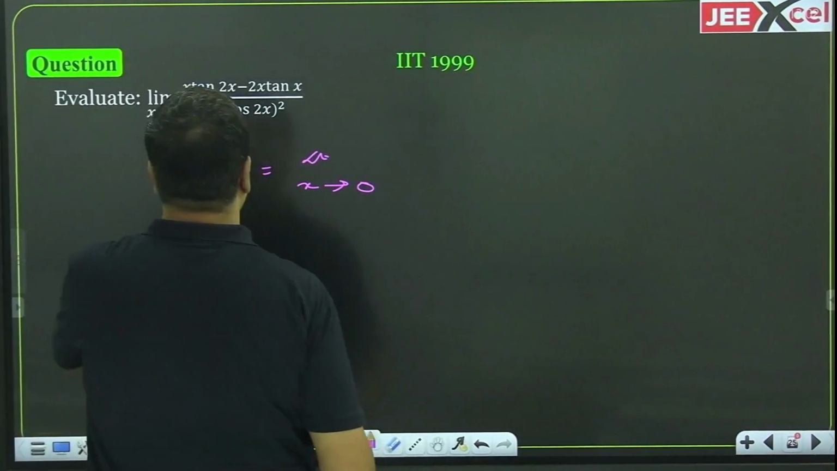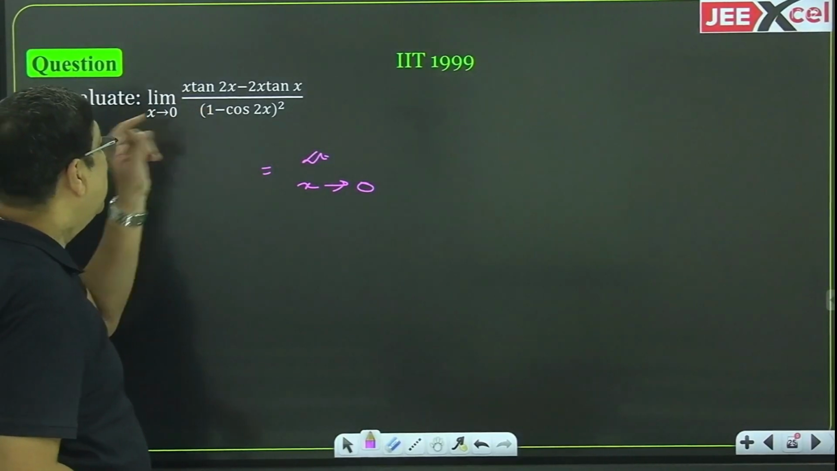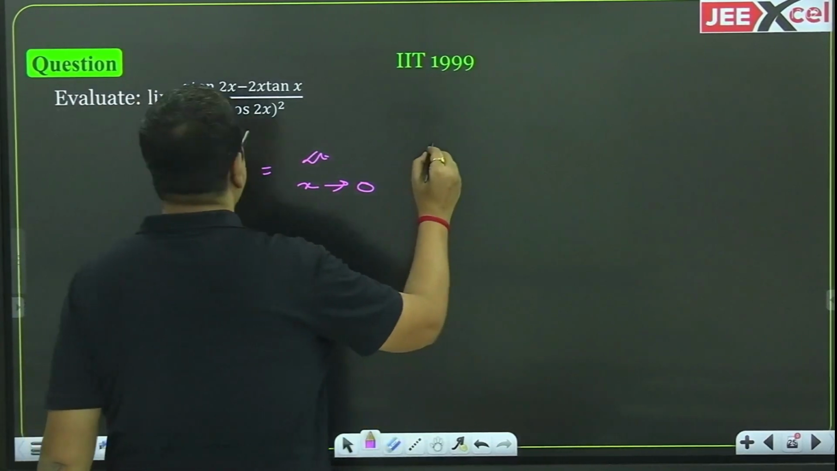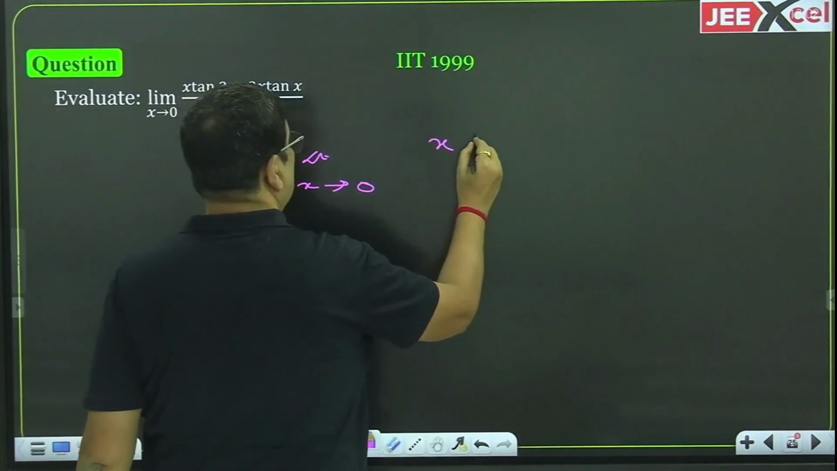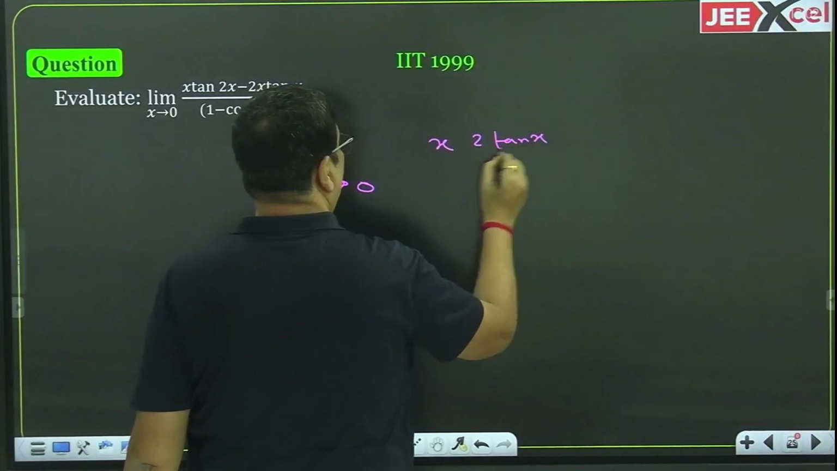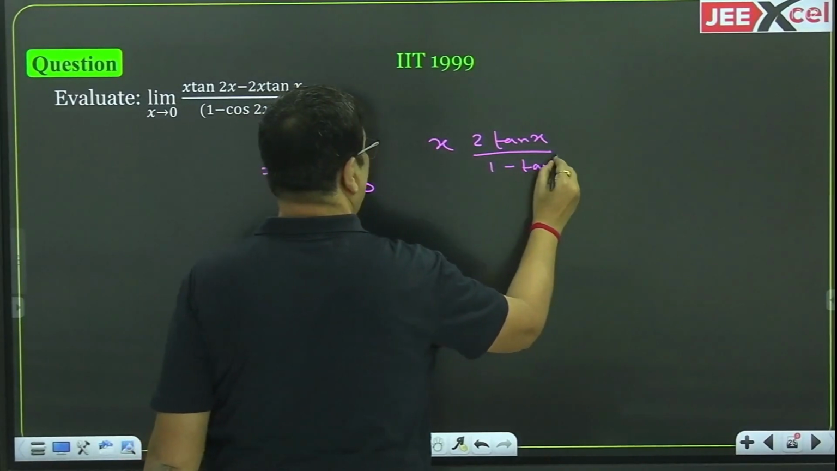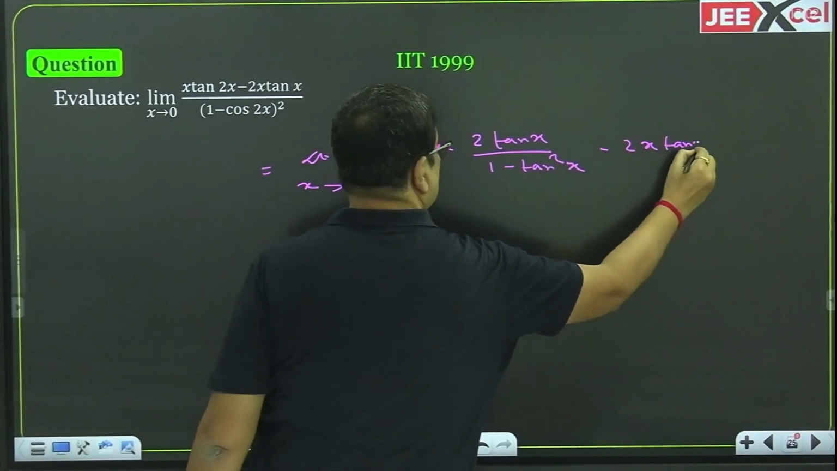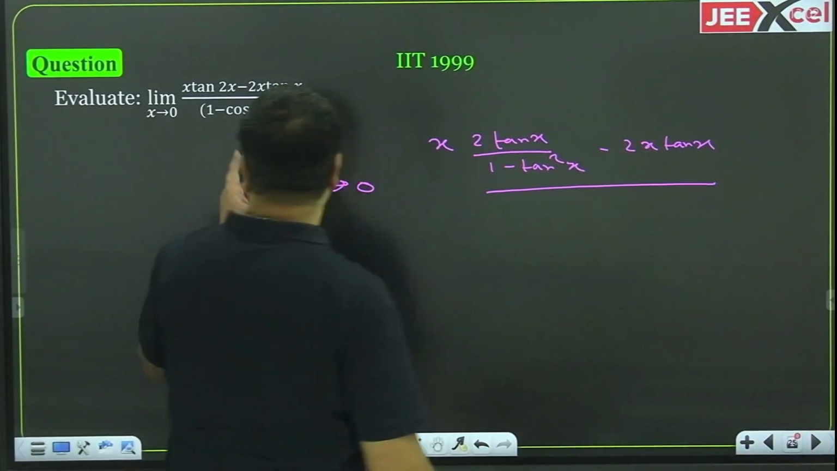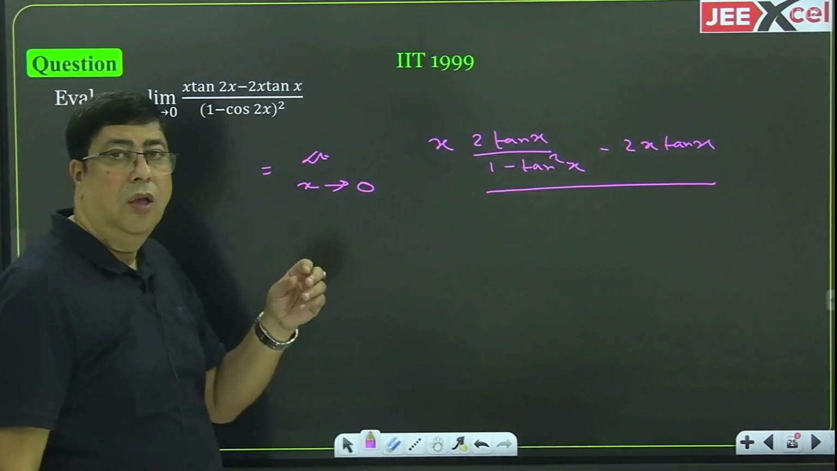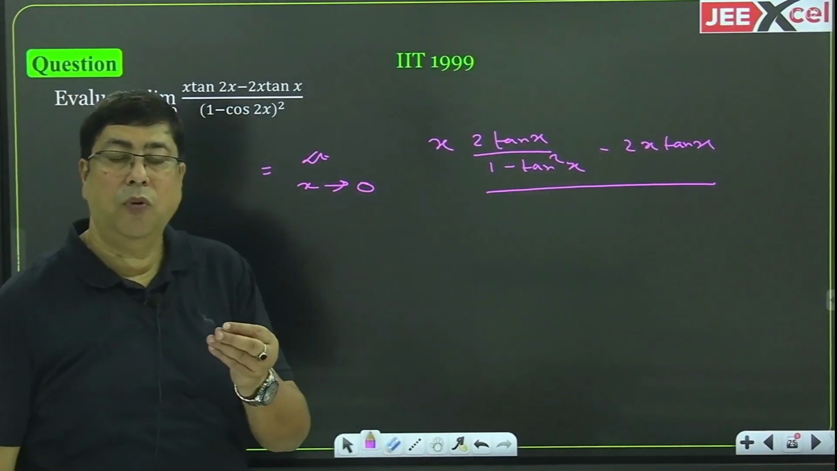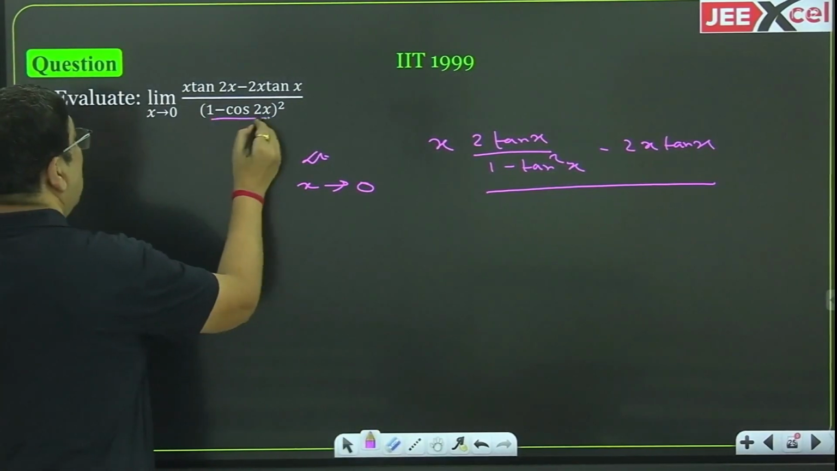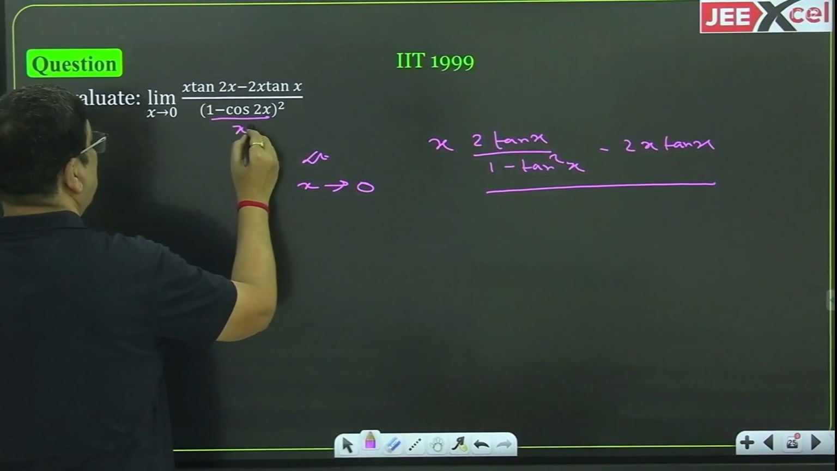So first of all, the formula of tan 2x. What is the formula of tan 2x? 2 tan x by 1 minus tan square x. So first take x common. 2 tan x by 1 minus tan square x minus 2x tan x, total divided by 1 minus cos 2x. See, in the product form we can put the limit in one place. So directly we can do like this, 1 minus cos 2x by x square.